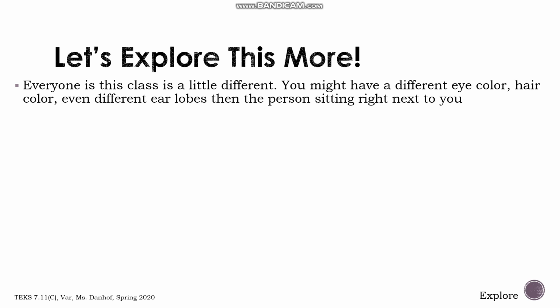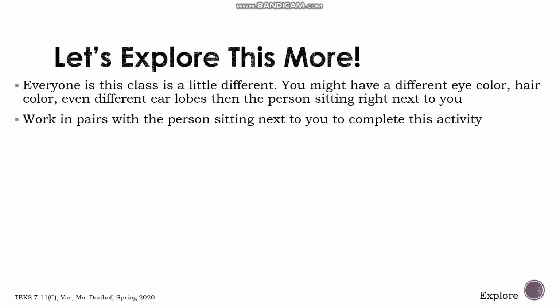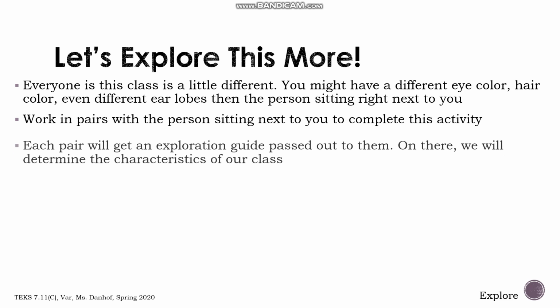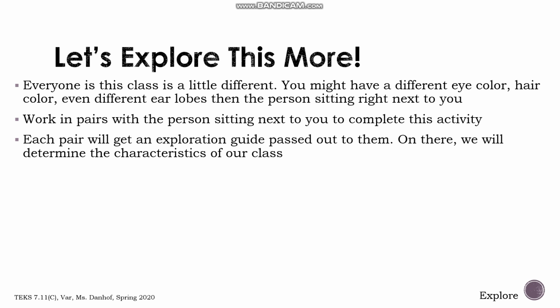Everyone in the class is a little different. They might have different eye color, hair color, even different earlobes than the person sitting right next to them. So they will work in pairs in their little groups that they have in the classroom. They will work in pairs with the person next to them to complete this activity. And each pair will be given an exploration guide passed out to them. On there, they will determine the characteristics. We will determine holistically the characteristics of our class later.